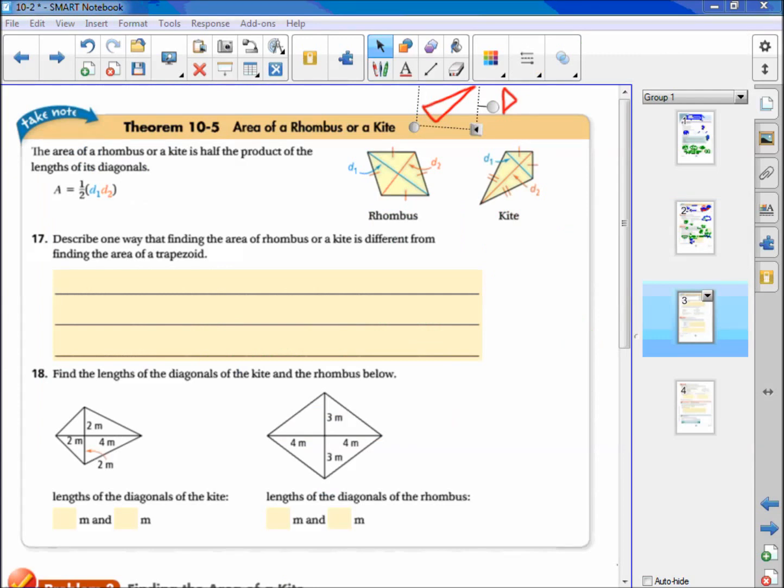Okay, on the top of page 3, we have Theorem 10-5, area of a rhombus or a kite. So the area of a rhombus or a kite is half the product of the lengths of its diagonals. So you find the lengths of its diagonals, D1 and D2, and then you multiply by half. And here's why it works, okay? So we're going to look at the kite to show it.